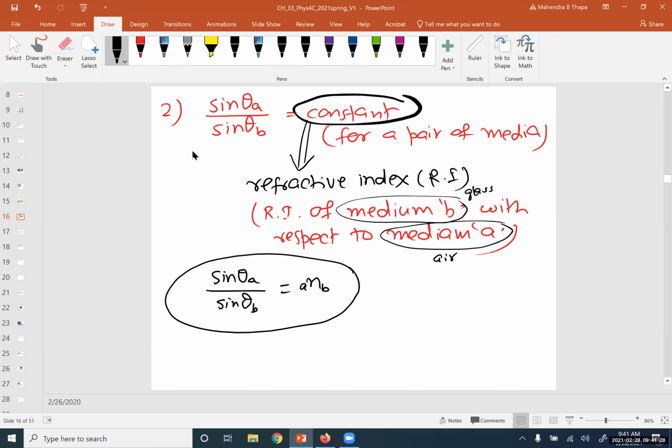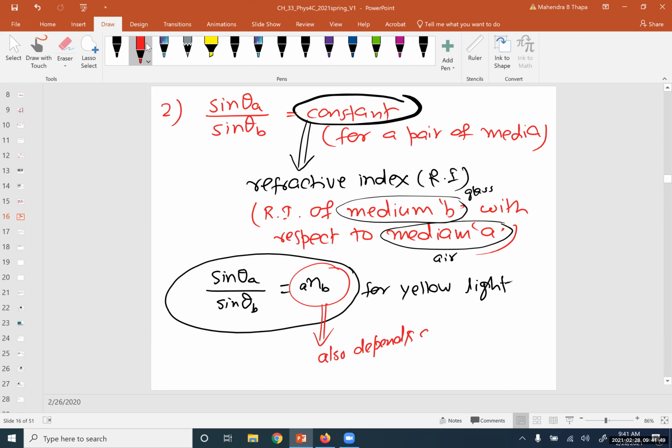Otherwise, we need to define. This means this for yellow light, in general. This means this also depends on the color of light. So the refractive index for a pair of media is different for each color. For example, if we take air and glass, it will be different for red light, different for yellow light, different for green light. Okay, so that's how we do it.